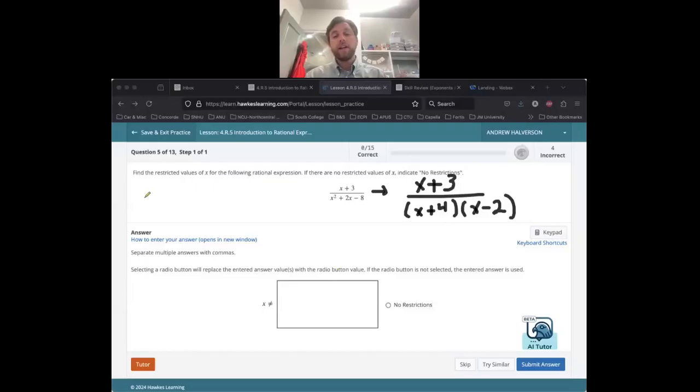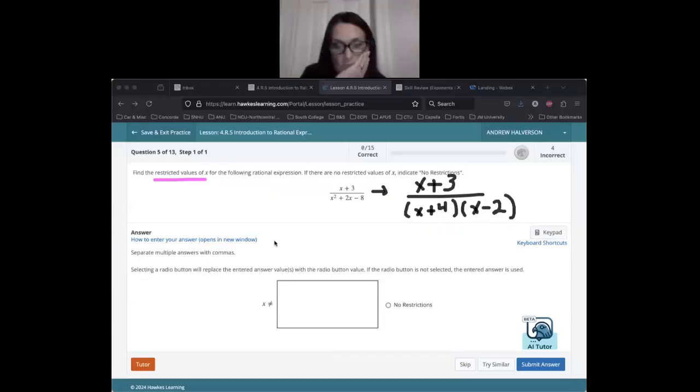Now this one I actually didn't read the problem, but what is the problem asking? It's asking for the restricted values. So when it says what are the restricted values, what is it asking? What are the values of x that make the bottom 0? What would you say? -4 and +2. Correct. Those are the restricted values. Those are what it can't be.